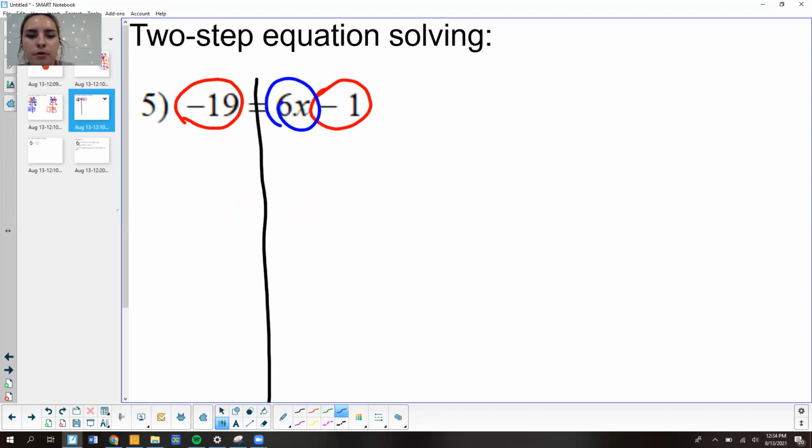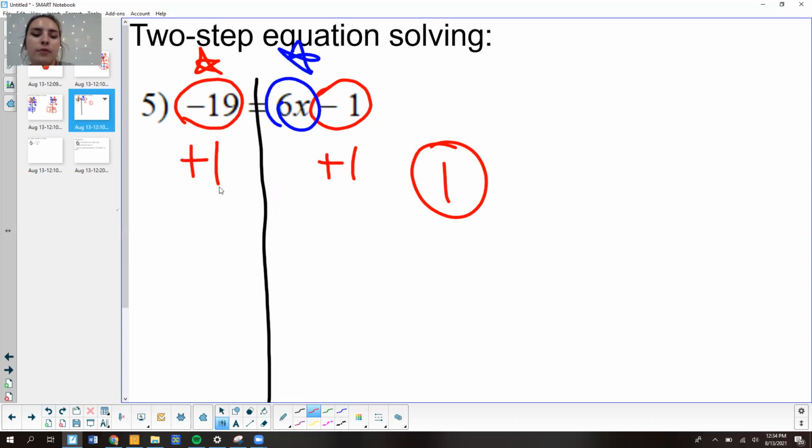So remember, our goal is to get variables on one side, constants on the other side. Now this is called a two-step equation because we have to do two steps to get to the answer. So the first thing we want to do is get all of our constants to one side of the equal sign. So step 1 is going to be to move that constant of -1 to the other side. Let's do the opposite of -1, which would be to add 1. Whatever we do to one side, we've got to do to the other side. So we've got -19 plus 1.